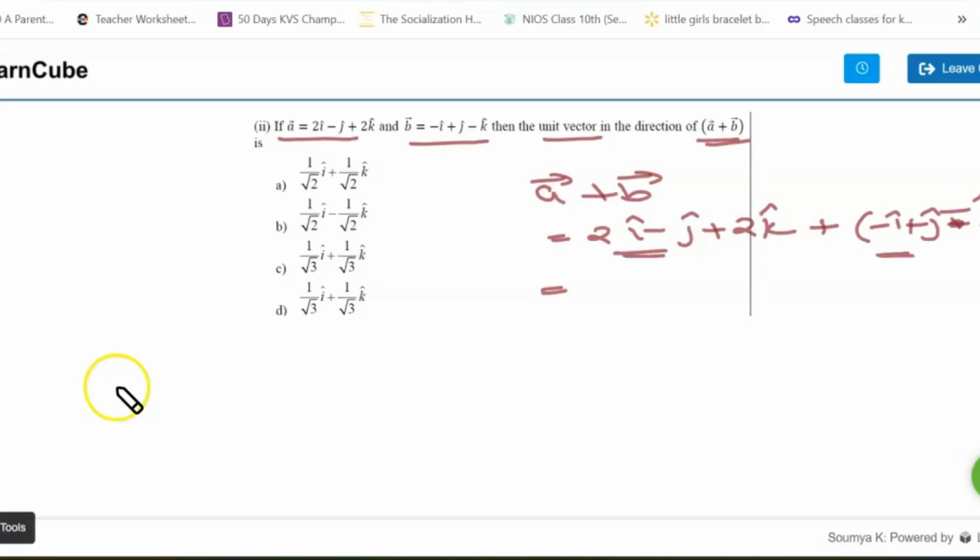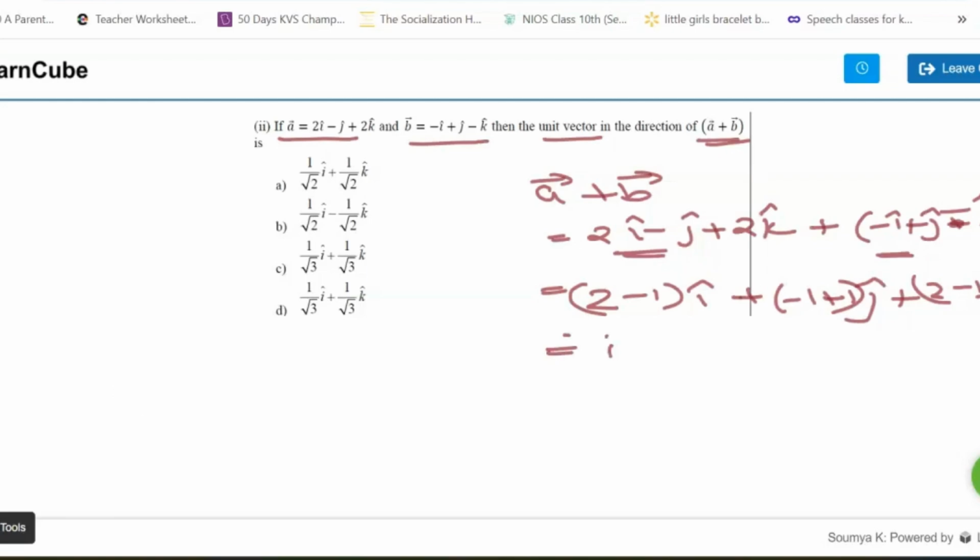Take the i cap components: 2 minus 1 gives the i cap. For j, it will be minus 1 plus 1 j, and for k it will be 2 minus 1 of k. In that case, the j component will be 0, no need to write it, plus 1 of k. So this is given to you.